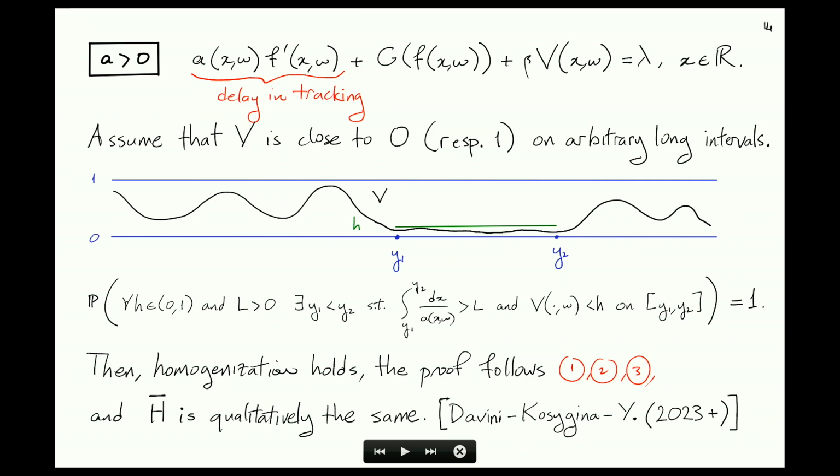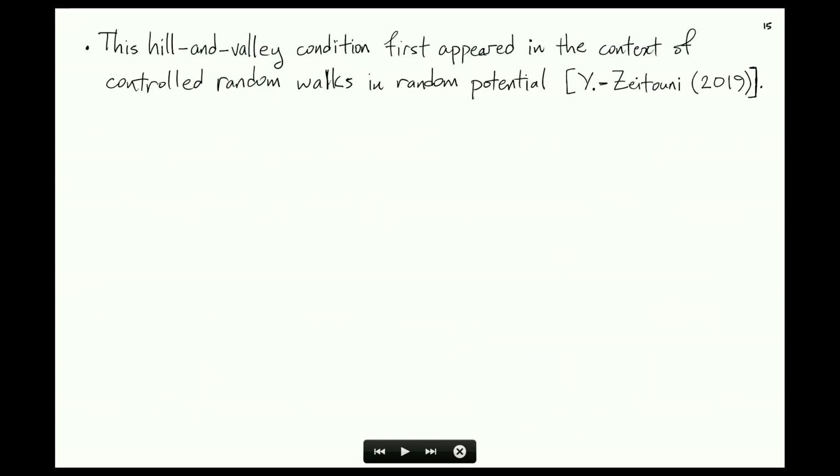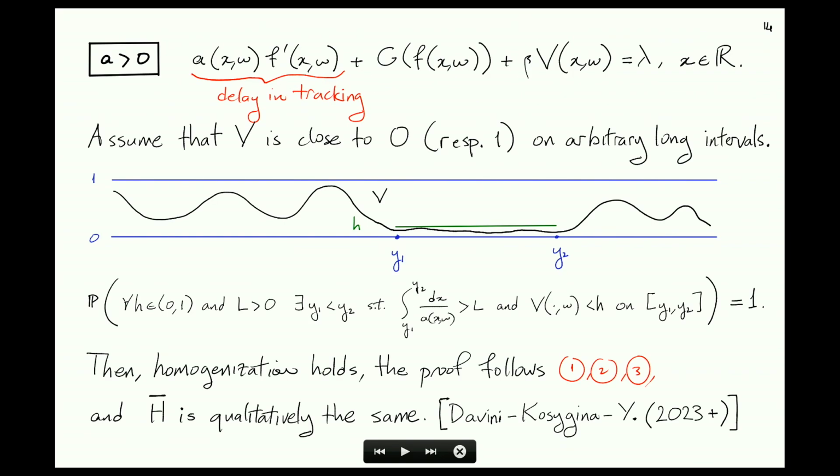Now, this hill-valley condition first appeared in the context of controlled random walks and random potentials. This was joint work with Ofer, which actually corresponds to a homogenization of a Hamilton-Jacobi equation in a discrete setting, where the Hamiltonian is non-convex, but of a very specific, symmetric double-well structure. And then Elena joined us, and we generalized this. We adapted this to the continuum setting. And then later, there have been some other papers with Davini and Kosygina. And then finally, this is the end product. This is the final result in this line of work under the assumption of hill-valley.